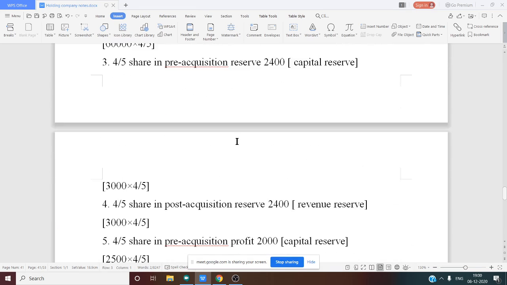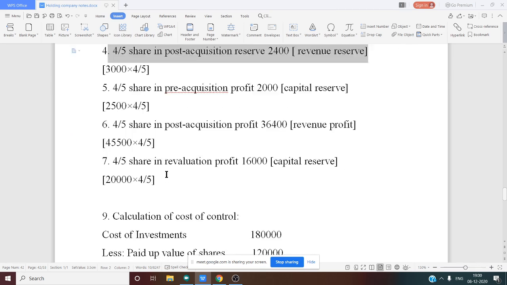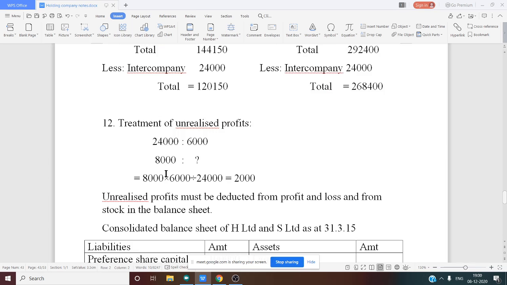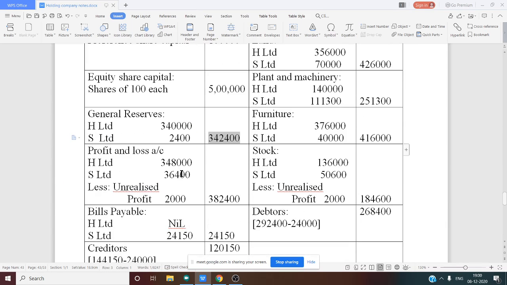See this majority interest revenue reserve. Where we have written revenue reserve majority interest 2,400. This answer we have to take. Point number 4, post acquisition reserve, that we have to write under the subsidiary company column. See this we have taken. So now total general reserve is 3,42,400. Next thing that comes is profit and loss account.